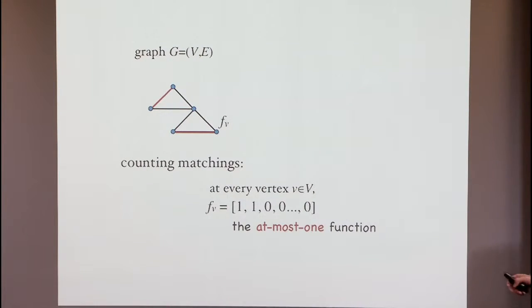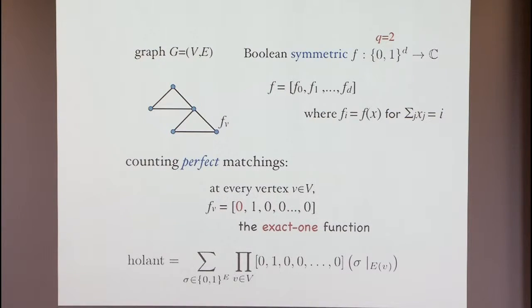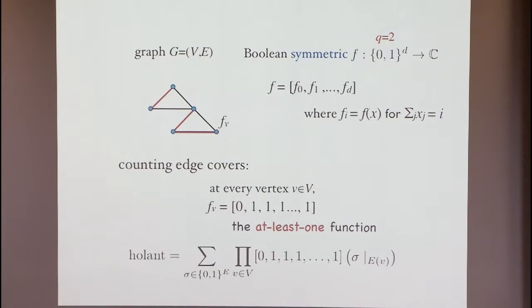The signature is the at most 1 function, which is 1, 1, 0. Remember that for symmetric functions with Boolean domain, we can represent a signature like this, where f_i gives the function value of an input with precisely i ones. This is counting perfect matchings. The signature is the exact 1 function. And this is counting edge covers. The signature is the at least 1 function, 0 or 1.